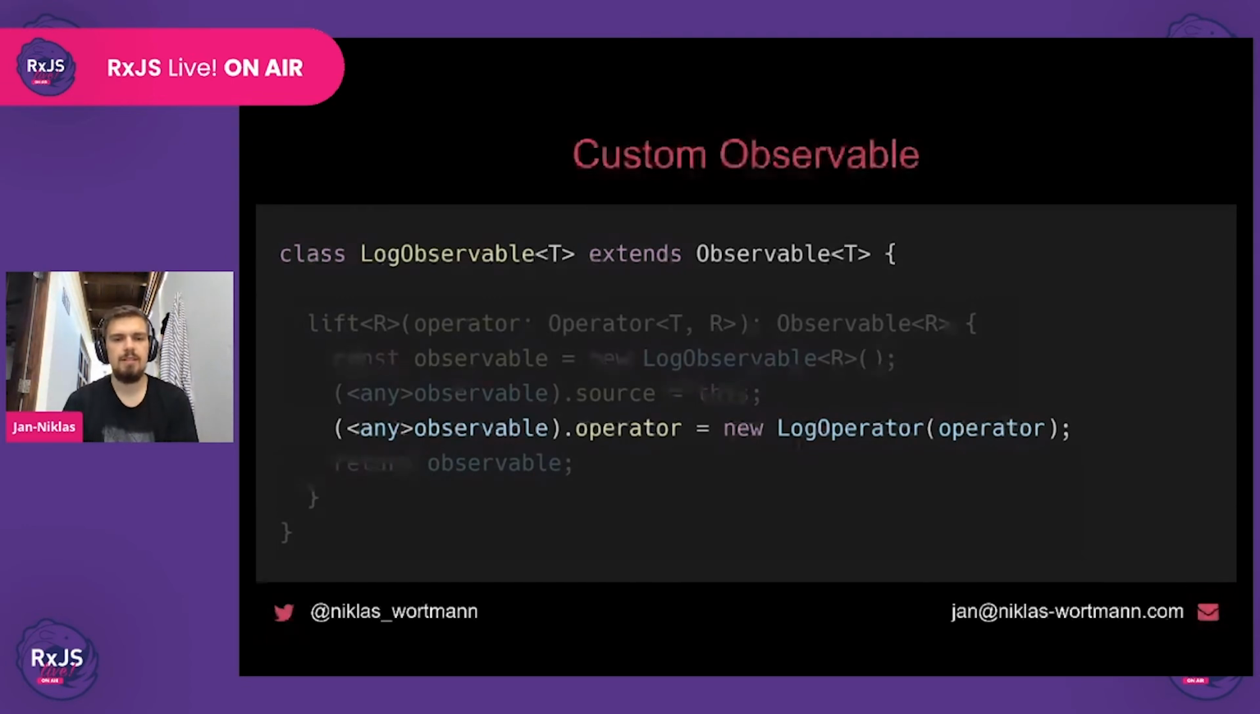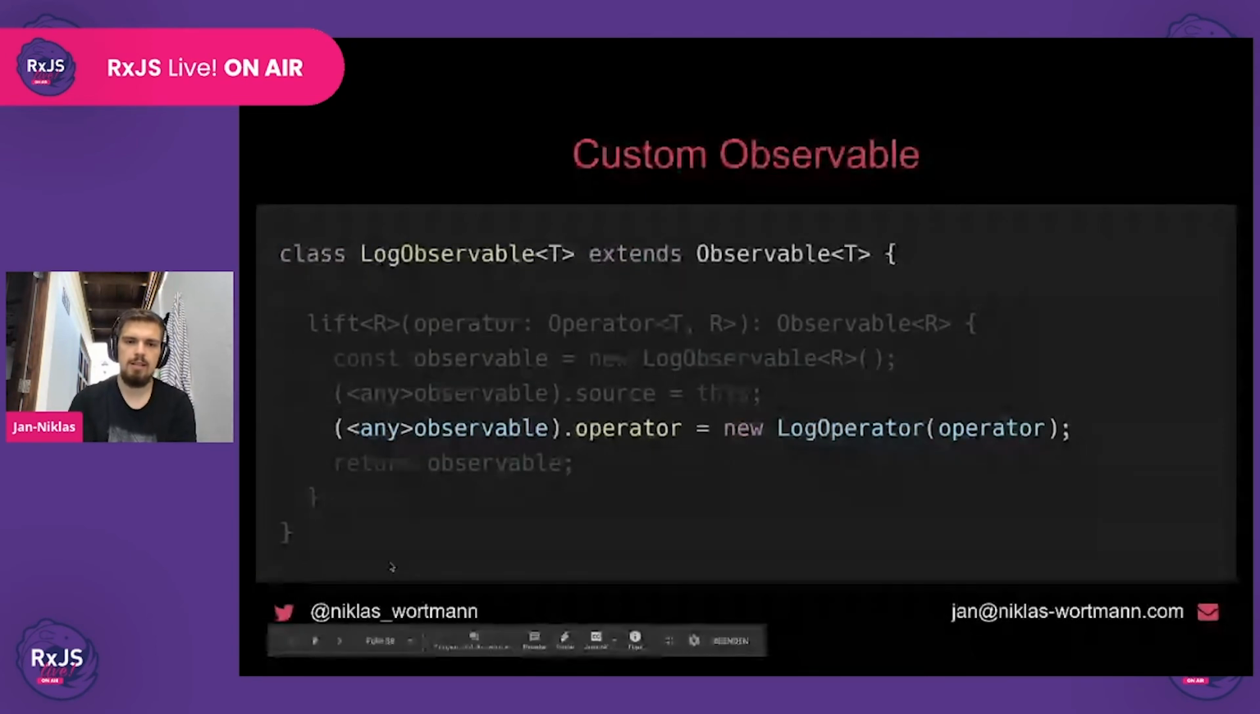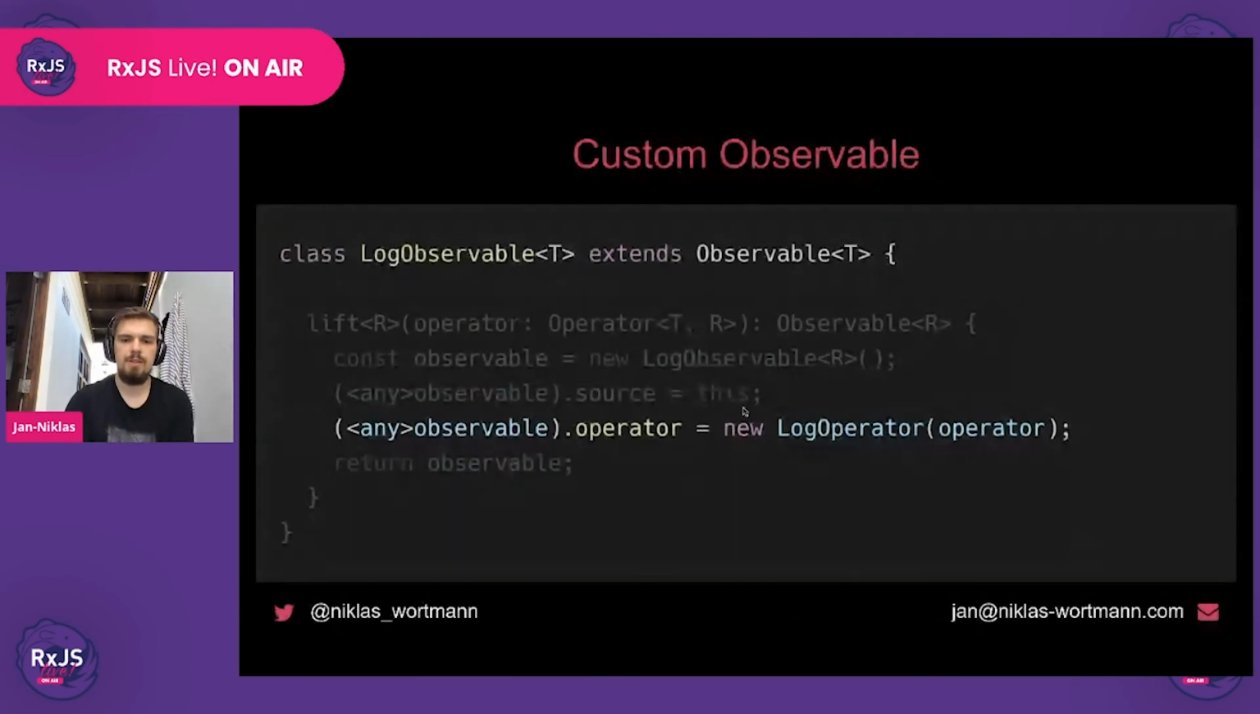What this lift architecture allows us to do is create our own observable types just by extending observable and overriding the lift method. So what I did in this example, and I think it's also extracted from one of the tests of RxJS, is we created a log observable that wraps every operator that is passed to it in a new log operator.